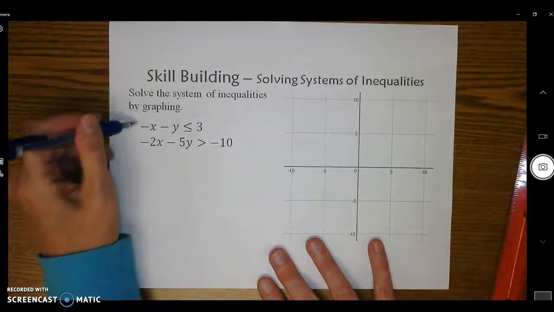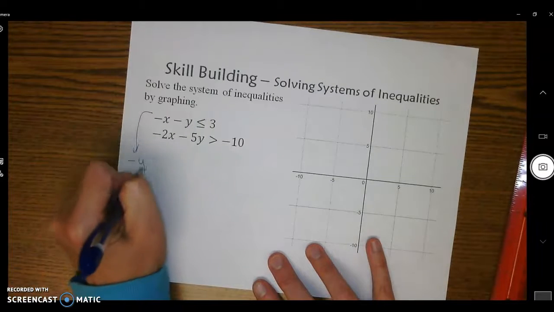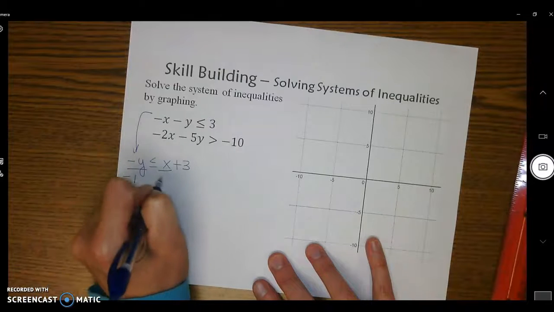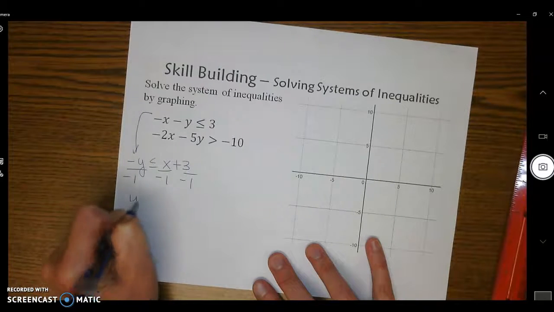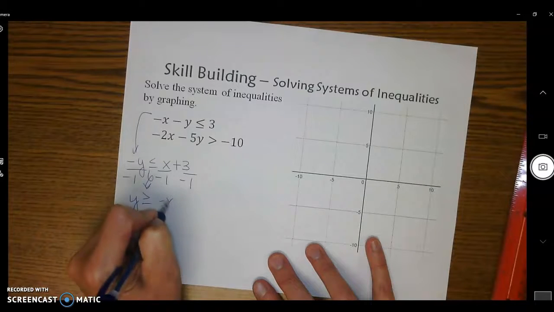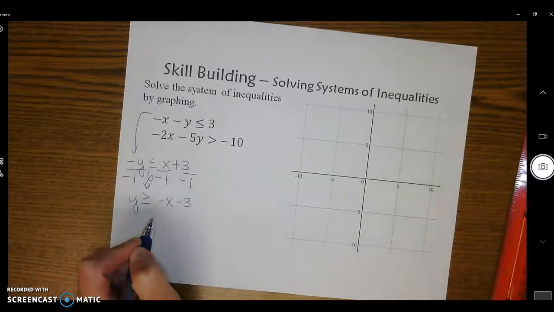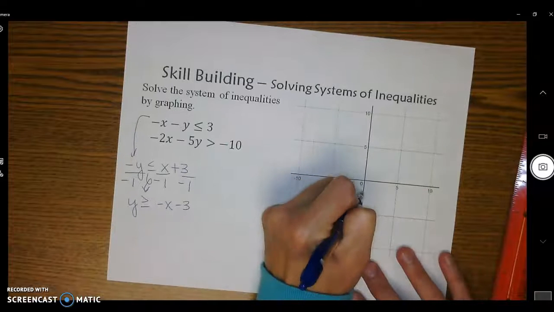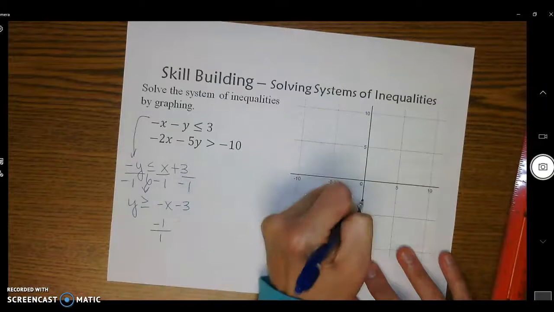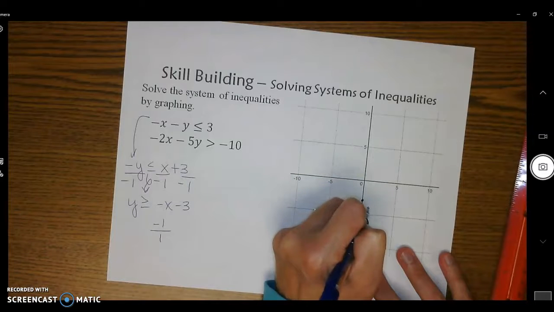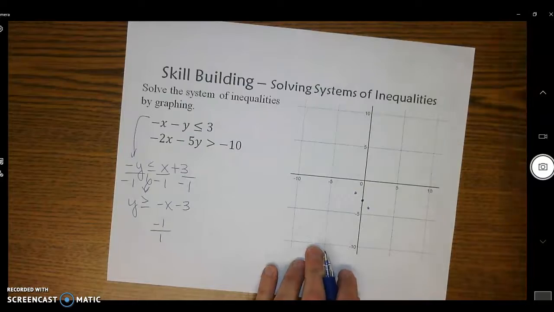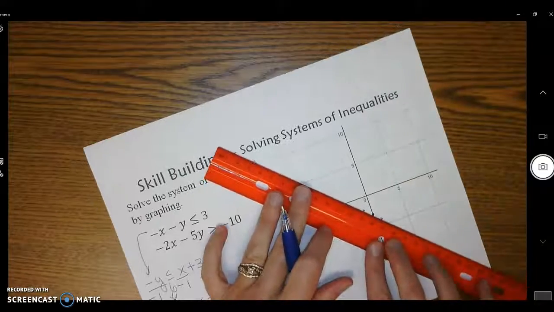Again, get y by itself. Divide by a -1. We're dividing by a negative, so I must flip my inequality sign. This will be -x minus 3. Go ahead and plot, so we go down 3. This slope is -1 over 1, so you can go down 1, right 1, or you can go up 1, left 1. I have a solid line because I have an equal sign.